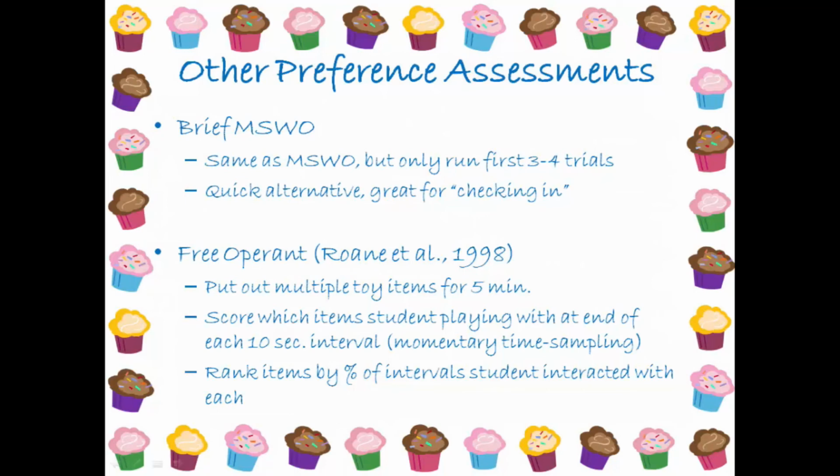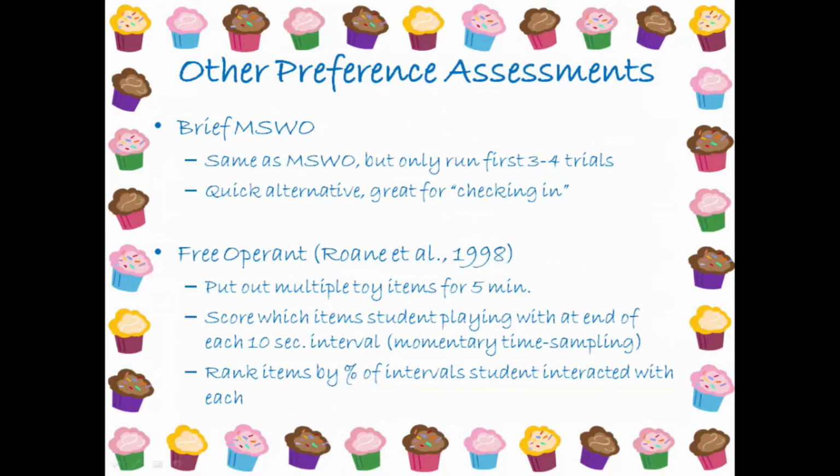First, the brief MSWO. The brief MSWO is basically the same as the regular MSWO, except you'll only be running the first 3 to 4 trials, because past the first 4 items, we don't really care if the items are that preferred. They're most likely weak reinforcers at best. This procedure is a quick alternative for running multiple MSWOs. It's a great check-in, say, after a vacation or after a few weeks of school, just to see if the students' preferences have changed.